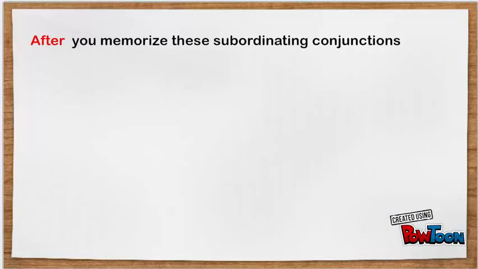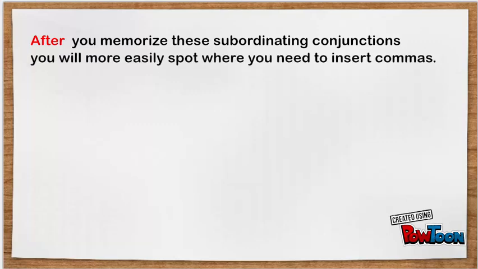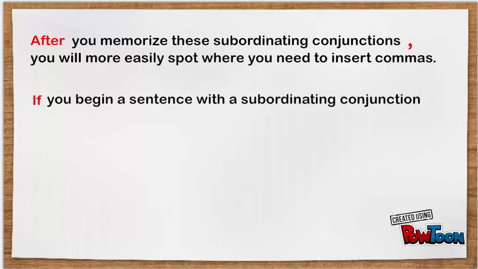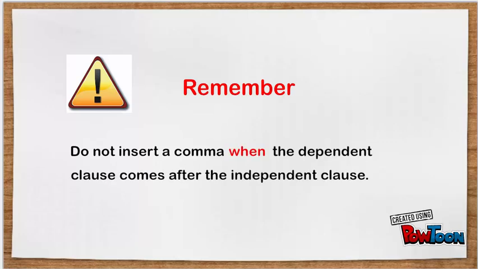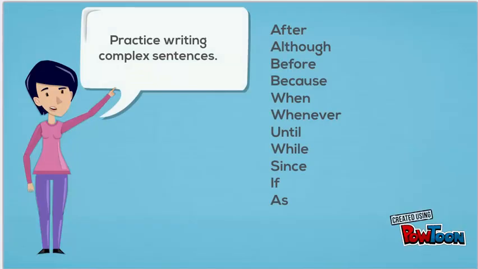After you memorize these subordinators, you will more easily spot where you need to insert commas. And if you begin a sentence with a subordinating conjunction, remind yourself to include your comma. But remember, there's no comma needed when the dependent clause comes after the independent clause.